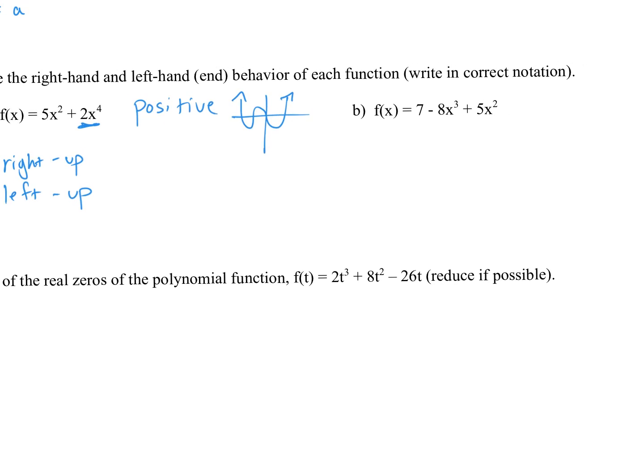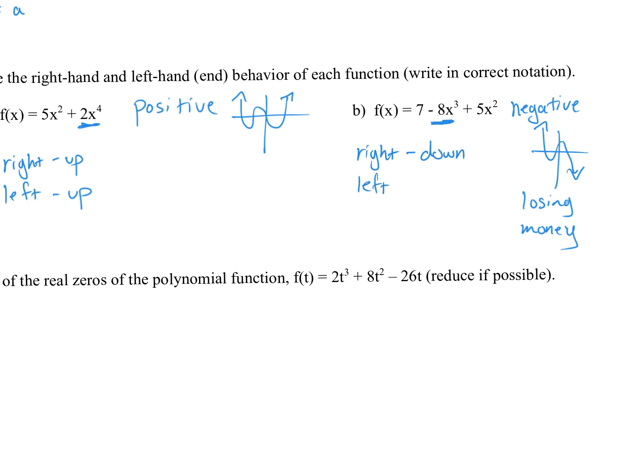The next one, b, this is the largest exponent. It is negative. So if I think about it, it should go like that. I am losing money here. That's how I think about positives and negatives. Am I winning money, gaining money, or losing? In this case, I'd be losing money. So here, my right hand is going down, but my left is going up.